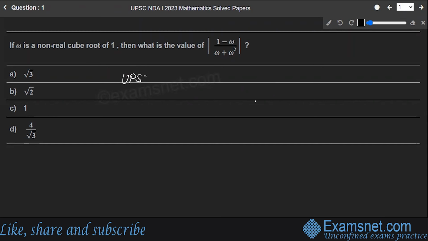Today we'll be solving the UPSC NDA 2023 mathematics paper. You are going to solve about 80 questions in this paper. You are well aware of the pattern. I hope you are already having a very good practice of it, and may this paper help you prepare even better.